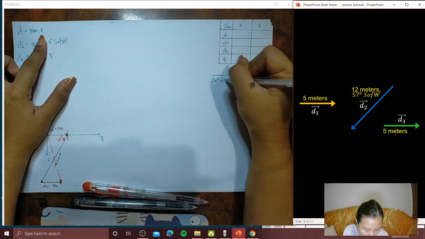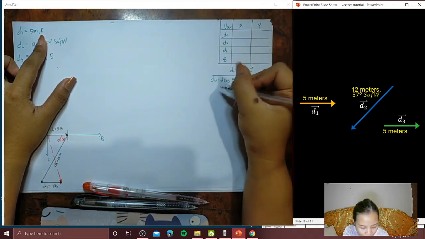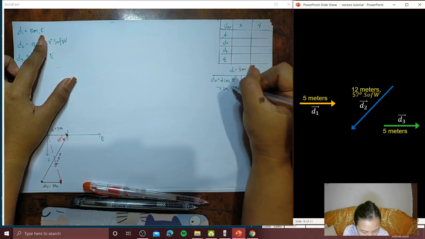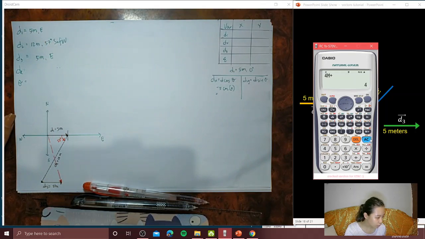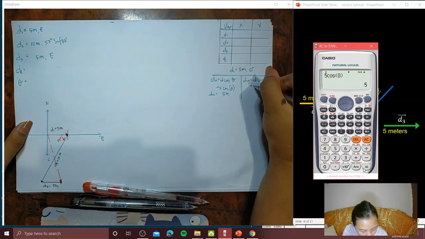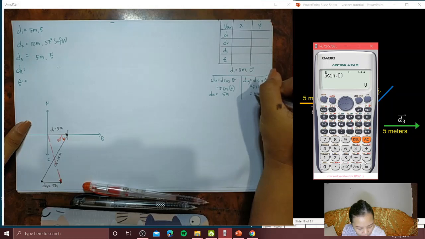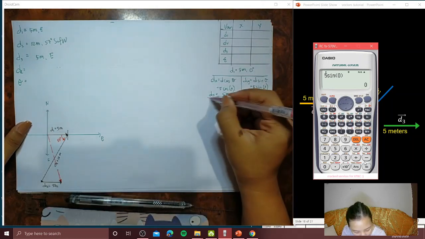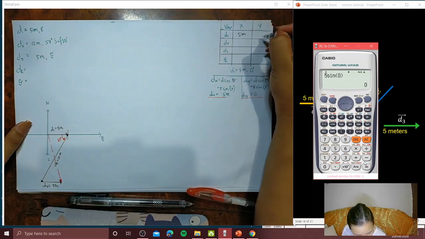Next, let us have here our x and y component. So, d1x is equal to d cosine theta. d1y is equal to d sine theta. Substitute our values. So, we have here 5 cosine 0. Let us use our calculator. 5 cosine 0. That's 5. So, we have 5 meters for the d1x. Now, for the d1y, we have 5 sine 0. Just change cosine to sine. And there we have 0 for the d1y. So, underline, Miss. And then, I'm going to write the value on our table. So, 5 meters and 0.